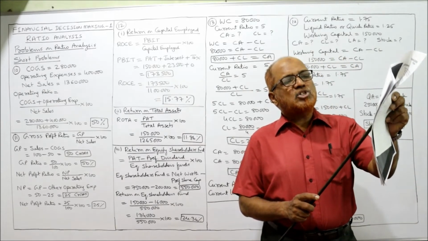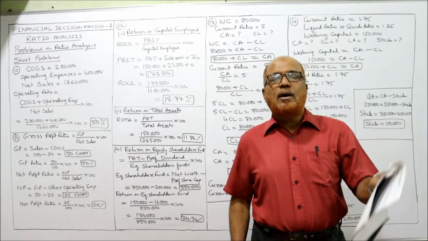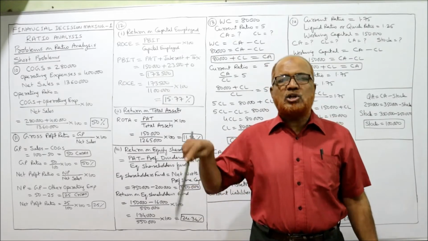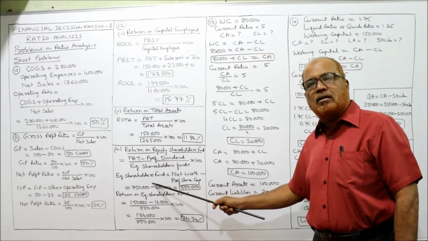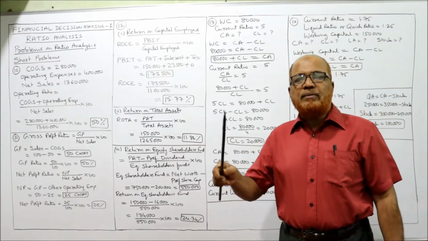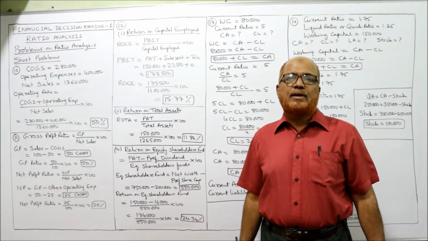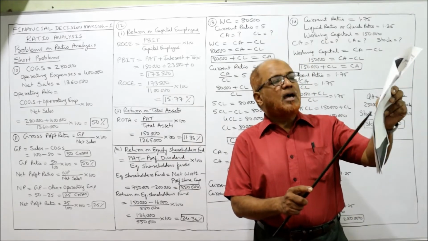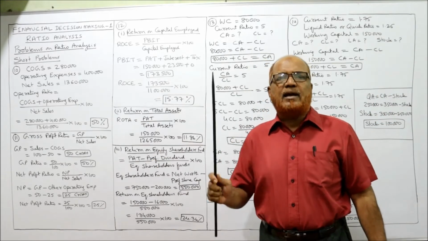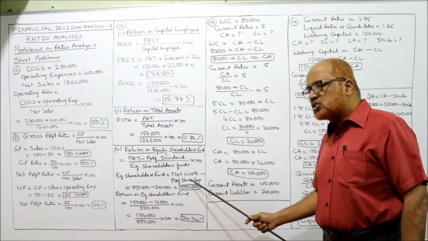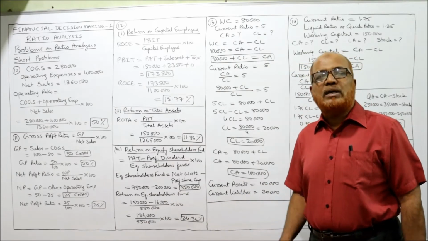Net worth is given. Net worth means shareholders equity. The total shareholders fund is 7,50,000. But we don't require the total shareholders fund. We need only equity shareholders fund. So how to find out equity shareholders fund? From the total shareholders fund, deduct preference share capital. Here net worth is given as 7,50,000 and preference share capital is given as 2 lakh. Remove preference share capital because we require only equity. So net worth minus preference share capital, 7,50,000 minus 2 lakh, 5,50,000 is the equity shareholders fund.